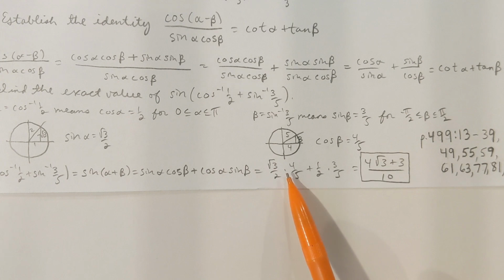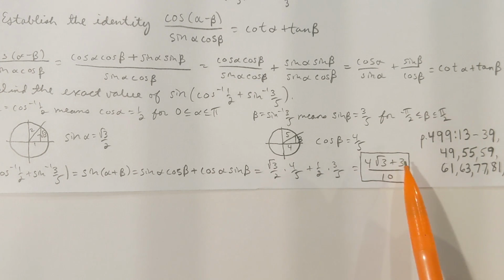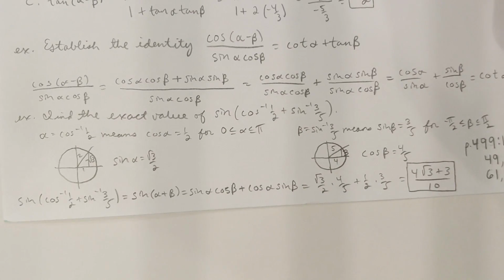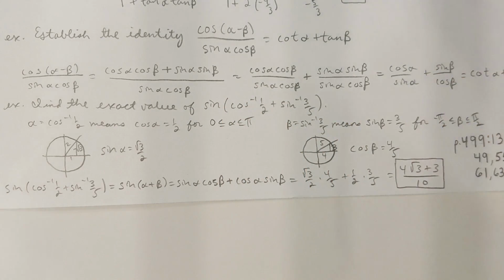So, okay, 4 root 3 over 10 plus 3 over 10 would be 4 root 3 plus 3 all over 10 if you were to write that in a single fraction form. Okay, and that number would be the exact value of this guy here.